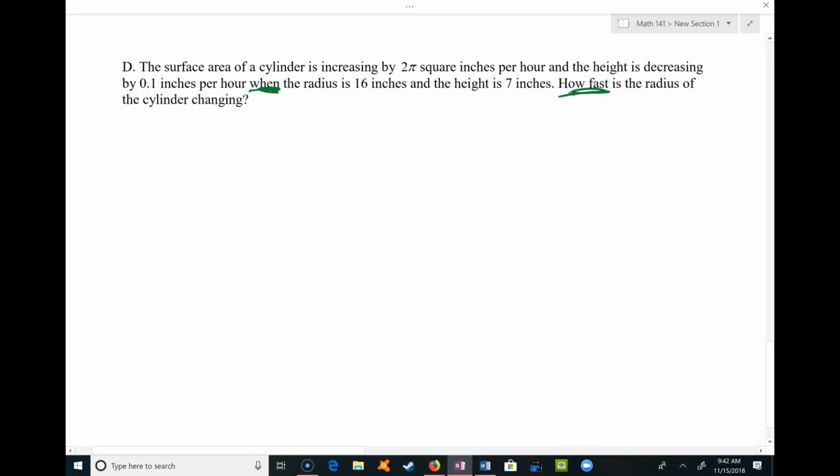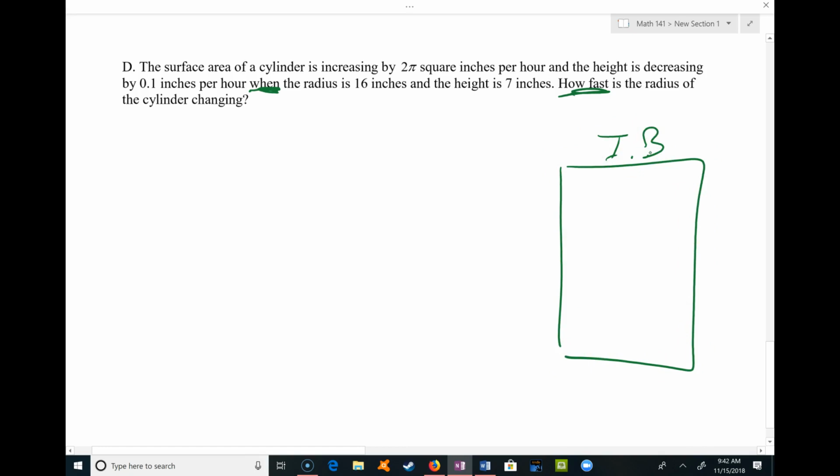Okay? Why do I care about the when? Because that tells me what goes in the ice box. So here's my ice box. The question is, so what is my question? What is dr dt? Right? When what? r equals 16 and height equals 7. Yeah? So that's the information in the icebox. That's the question in the icebox.